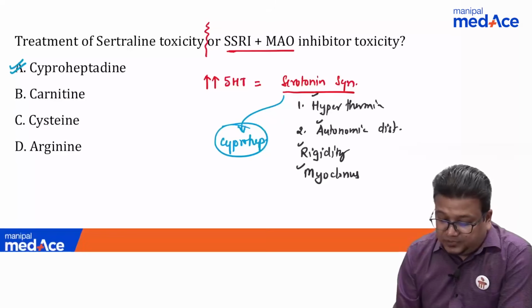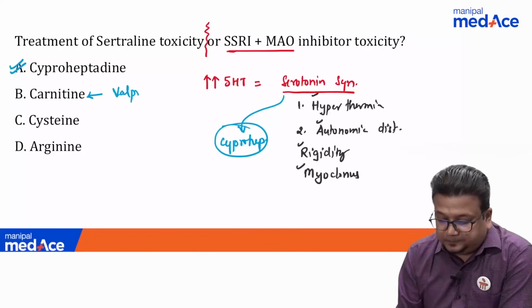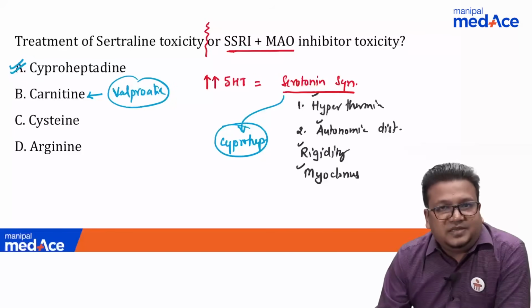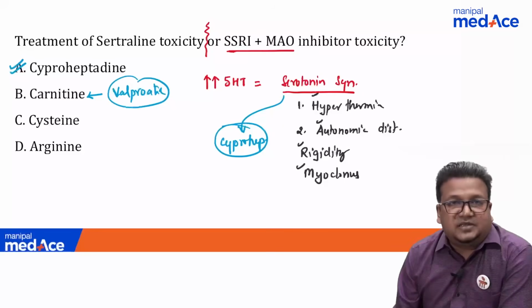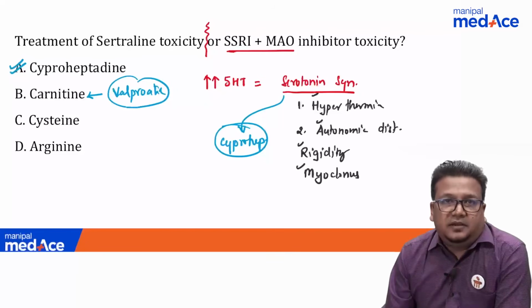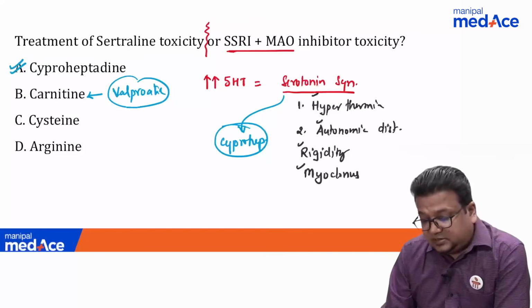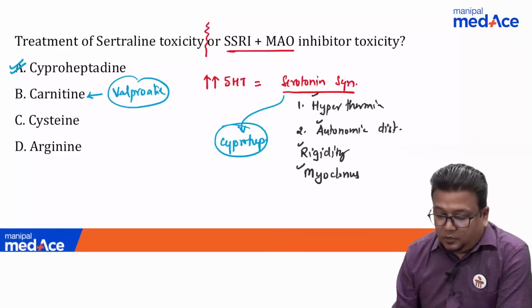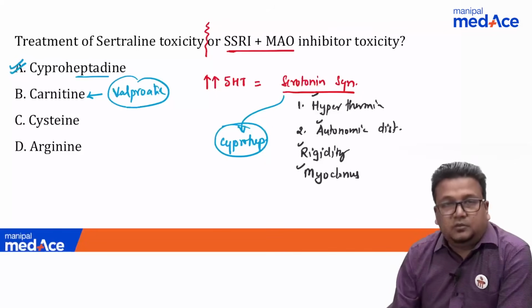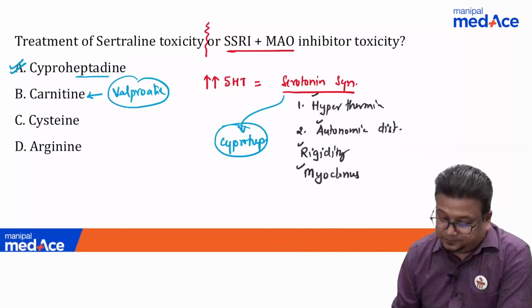If we look at other options, carnitine is mainly used to treat valproate toxicity. This question was asked in INICET a couple of years ago. Cysteine and acetylcysteine, if that is the meaning, then it is an antidote of paracetamol poisoning. Okay, so I hope in this format you would be able to solve this question.